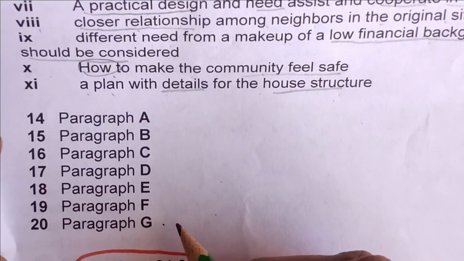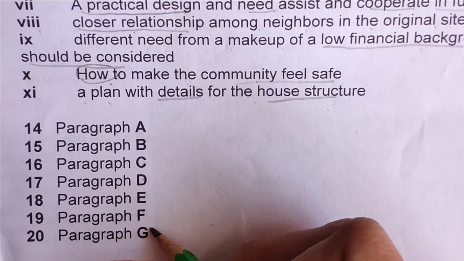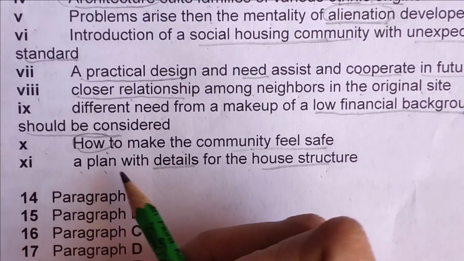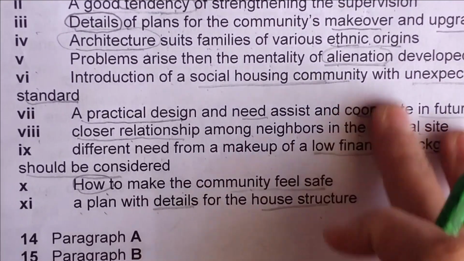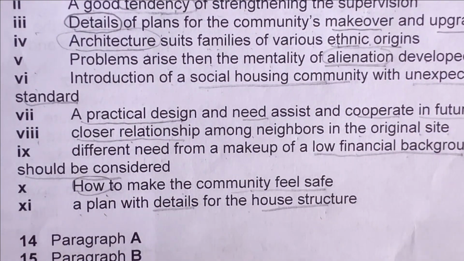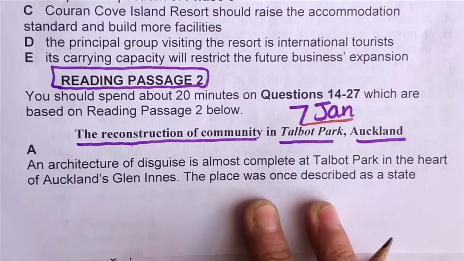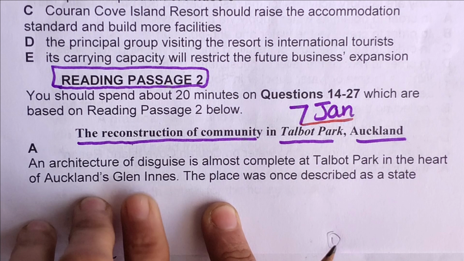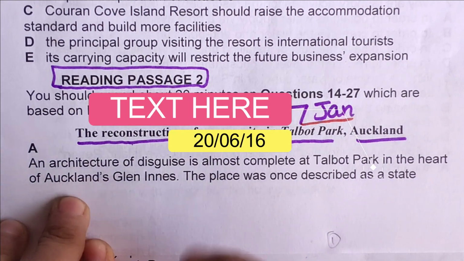Okay, so how many paragraphs do we have? 1 2 3 4 5 6 7 paragraphs we have, and they have given us 11 list of headings. So really in some list of headings you will feel some confusion, definitely it will be there. Okay, so let's start with reading passage number 1, paragraph number 1. So you also please try to do it with me whenever I am reading the passage, so that it will be more helpful if you practice with me.